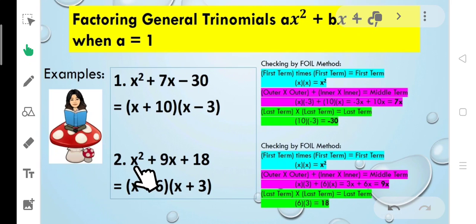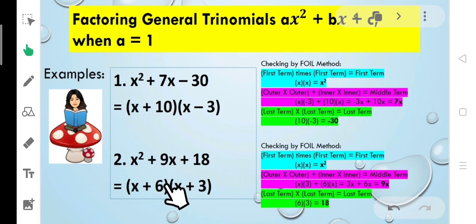The factors of x squared are x and x. There are many factors of 18, but the only factors of 18 that will sum up to 9 are 6 and 3. 6 times 3 is equal to 18, but when I add 6 and 3, I get positive 9. So all the terms in the trinomial must be satisfied by our two binomial factors. Again, we're going to check.